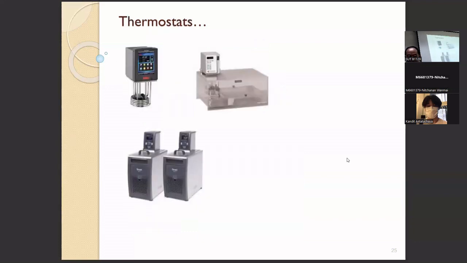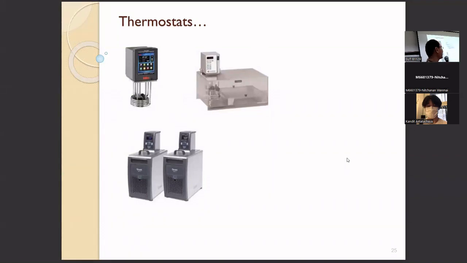Okay, like this. This is your thermostat. Because we use the thermostat. This is the thermostat, and we put this thermostat in the water bath. That's right. The control system in the water bath is the thermostat. But it is a small thermostat to control the temperature.